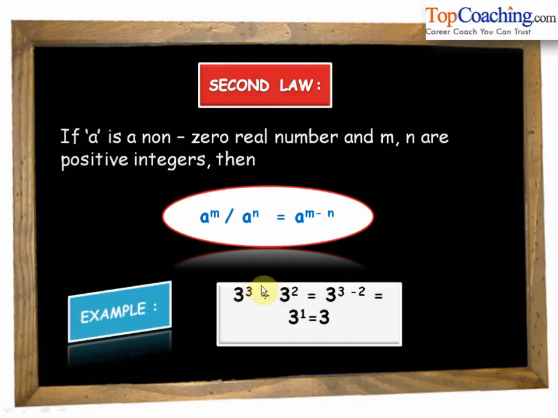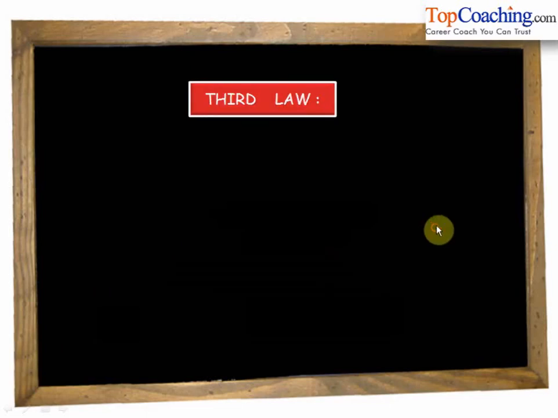So for example, 3 cube when divided by 3 square is equal to 3 to the power of 3 minus 2, and this is equal to 3 to the power of 1, which is equal to 3. Thus if we have to divide 3 cube by 3 square, we can simply write it as 3 to the power of 3 minus 2. We subtract both these exponents to get the final value as equal to 3. Thus if we have to divide two numbers, a to the power of m and a to the power of n, then this is equal to a to the power of m minus n.